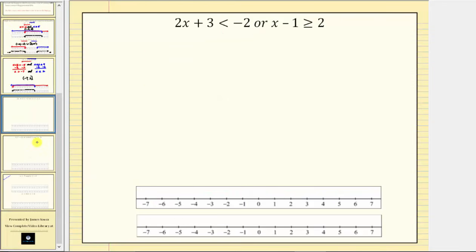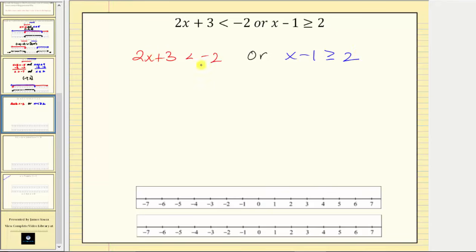Next, looking at the compound inequality, we can see that two inequalities are connected by the word or. So we are looking for the union of the two intervals, or we are combining the two intervals. So first we have 2x plus 3 less than negative 2, or x minus 1 greater than or equal to 2.